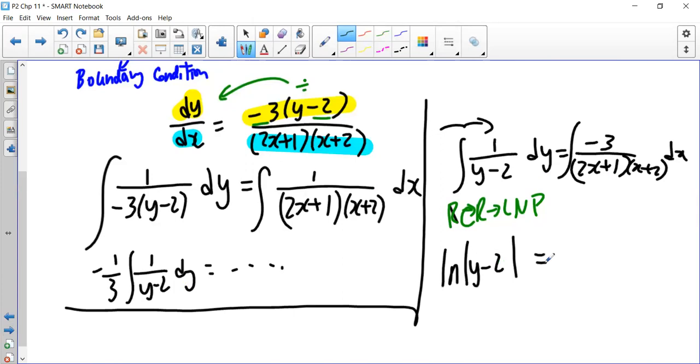Right hand side. Now, what can we do on the right hand side? On the right hand side, we need partial fractions.